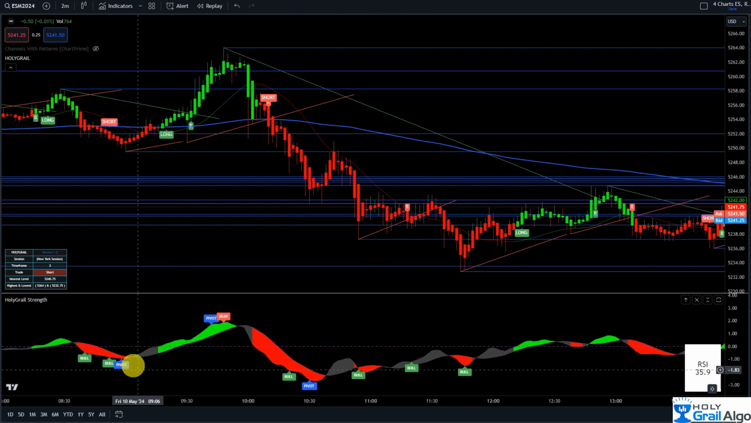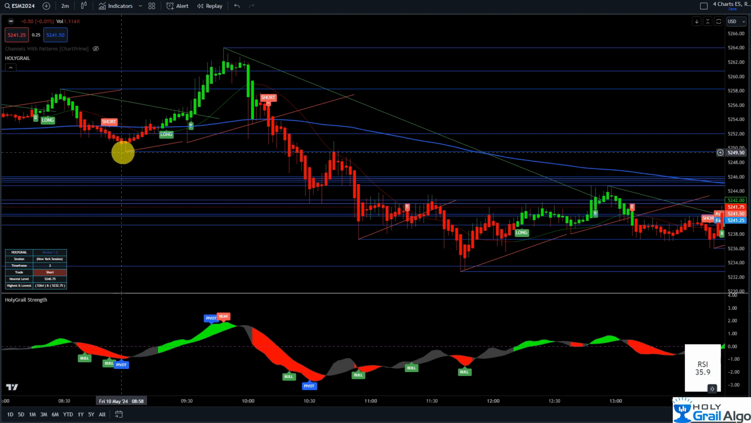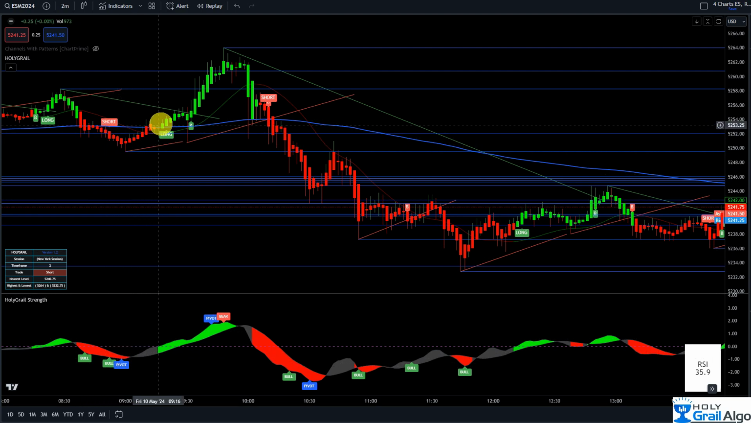Right here, if you notice, you'll see these pivots on here. And a pivot means that it's expecting a directional change. And when it got to this candle right here, you can see this pivot was printed. And sure enough, it did a directional change. It started pushing back up.